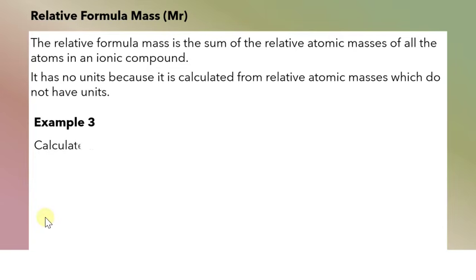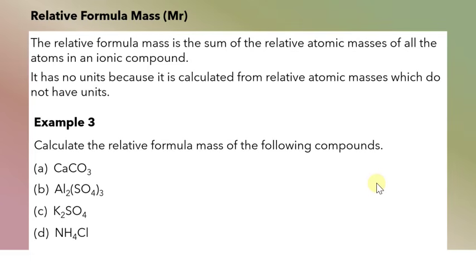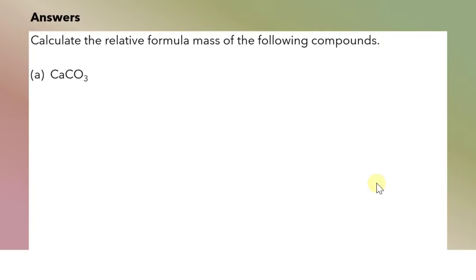So let's look at example 3. It says calculate the relative formula mass of the following compounds. We have A, calcium carbonate, then aluminium sulfate, then potassium sulfate, then also ammonium chloride. Let's start with A here. Since the question says calculate the relative formula mass of the following compounds, we said relative formula mass is the sum of the relative atomic mass of all the atoms in an ionic compound.